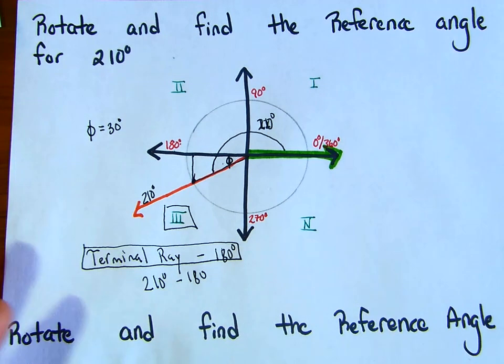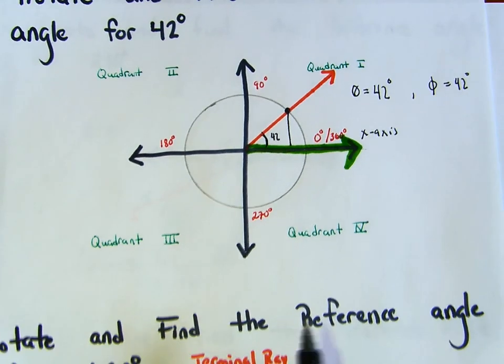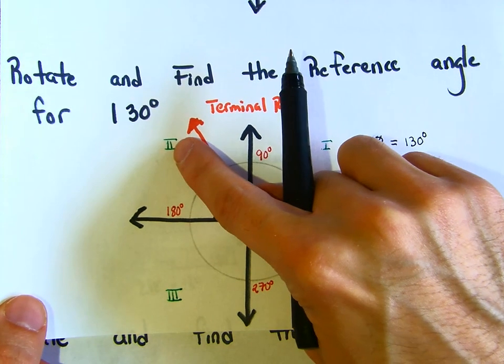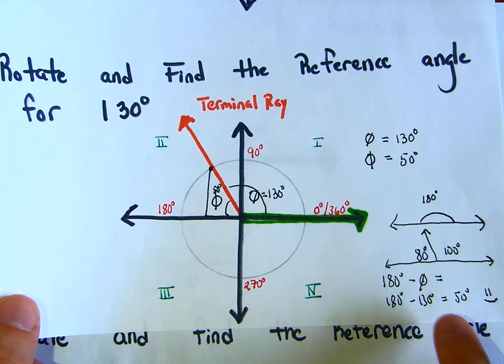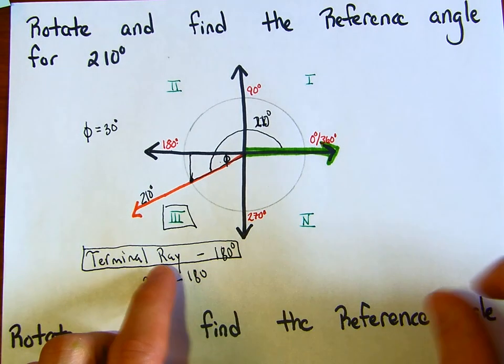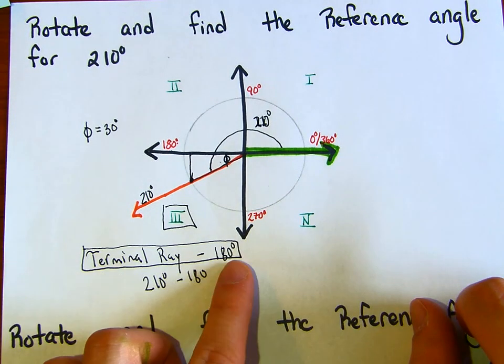But then if you're thinking, oh, mister, how did we do it before? When you were in quadrant 2, it was a little different. We did 180 minus theta. When you're in quadrant 3, you're doing something a little bit different. It's the terminal ray minus 180.